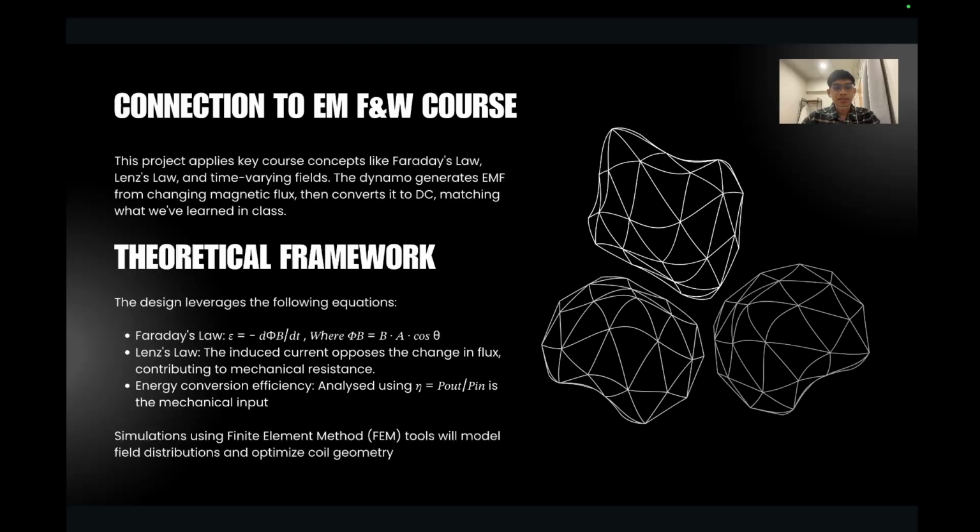Next part is the theoretical work. Finally, let's look at the theoretical side. We use Faraday's law, which is epsilon equals minus d phi B over dt, where phi B is the magnetic flux. Lenz's law says the induced current opposes the change in flux, adding some resistance. We also calculated energy conversion efficiency using eta equals P out over P in, where P in is the mechanical input. To make it better, we use finite element method tools to model field distributions and optimize the coil geometry.